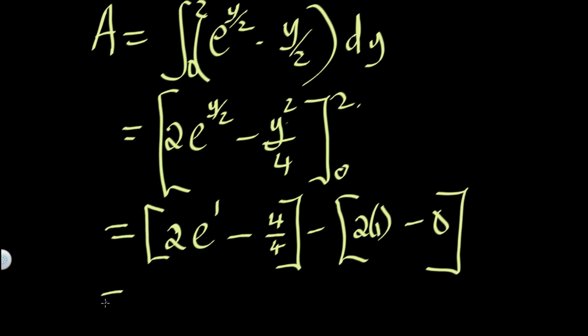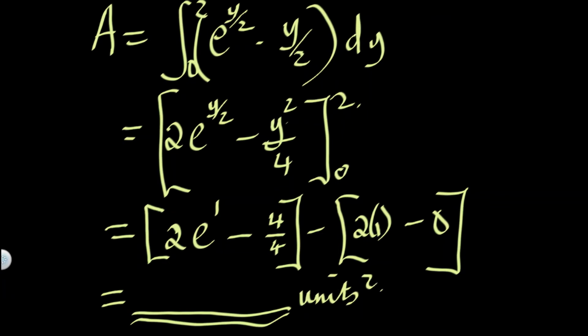We punch this in our calculator to get our answer in units squared. That will be the area, in square units. So my answer is 2.437 units squared. This is our area, and this is question 5.1.2.